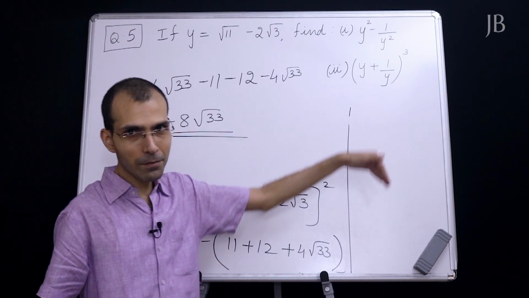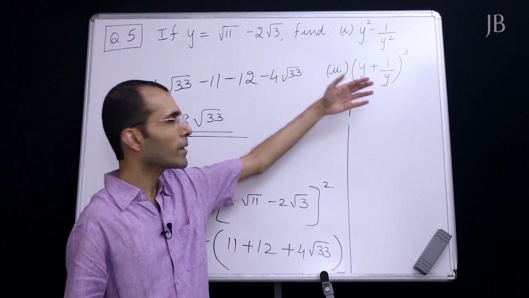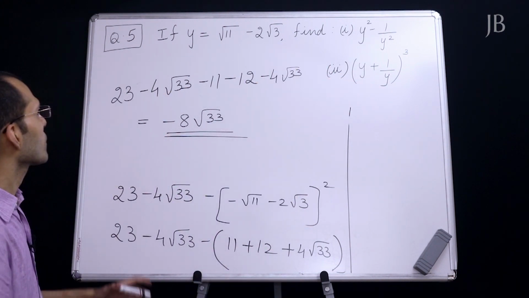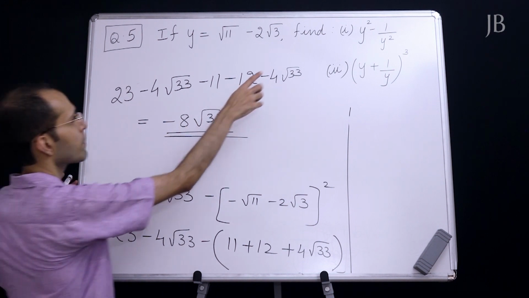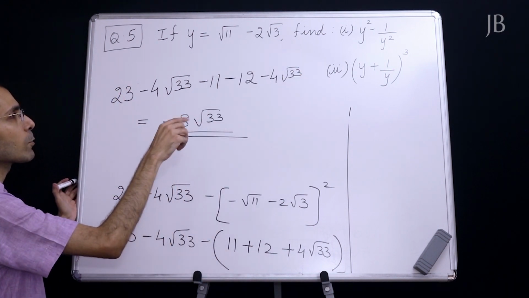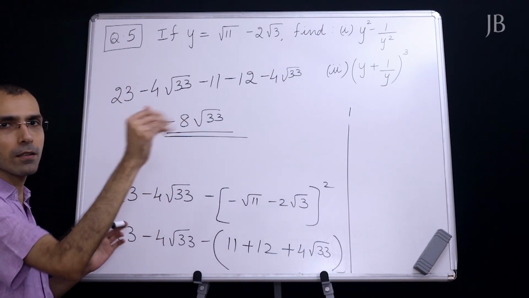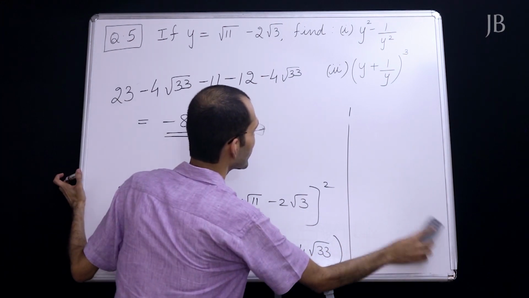Subpart 2 is remaining. Now once you have understood this, then subpart 2 will be fairly simple. So this completes your answer for subpart 1. Now we are left with only y plus 1 upon y the whole cube. Let us see how do we tackle that.